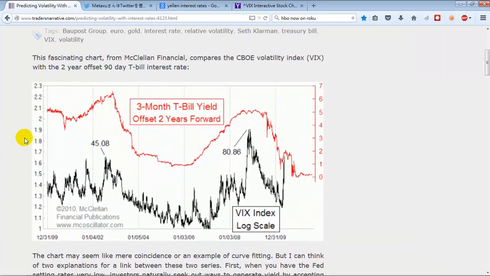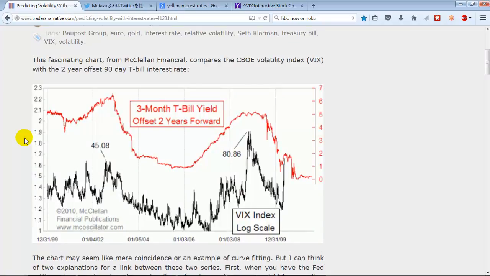This is an awful chart for one, two, three reasons. First of all, they took the VIX index and they converted it using a logarithm. So they took the log scale of the VIX index, which really doesn't make sense here. And even if it did make sense, they didn't explain why they did it. So what I think they're doing is curve fitting. And they even say down here, well, it looks like it might be a coincidence or an example of curve fitting. I'm going to tell you that this really is curve fitting.